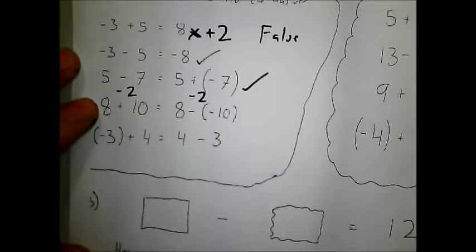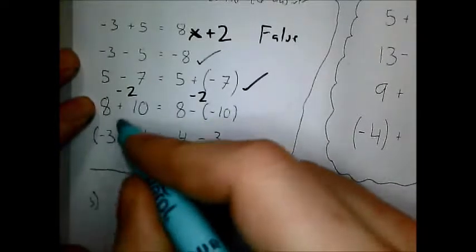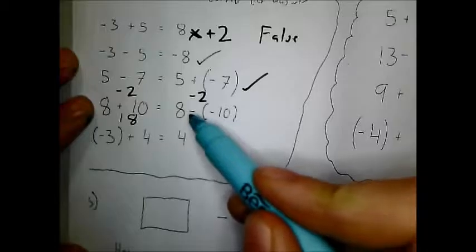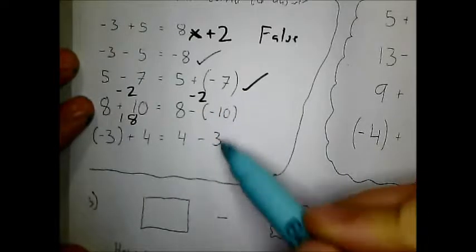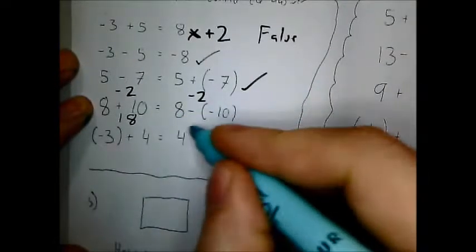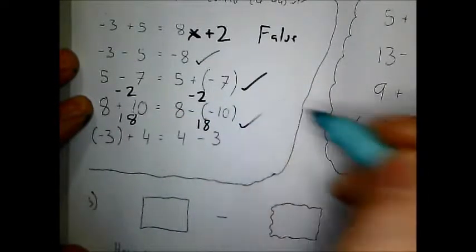Okay, this one, once again, 8 plus 10, well that is 18. And this one here, if I subtract a negative number, it's going to go upwards. So 8 up by 10, and that is also 18. So that one's true.